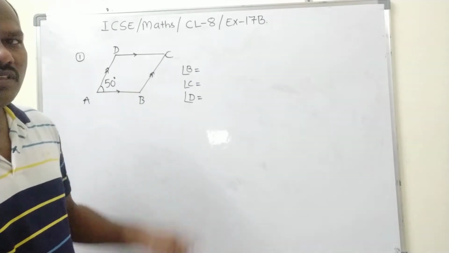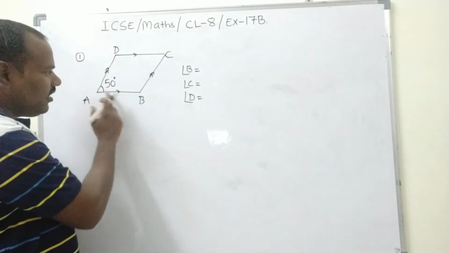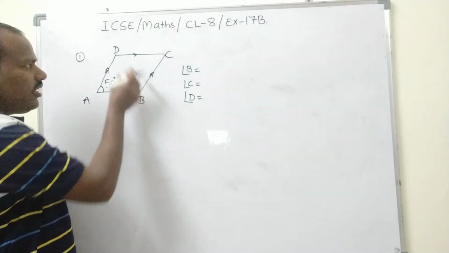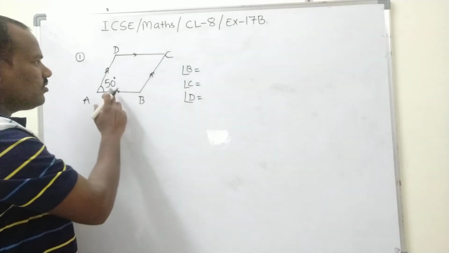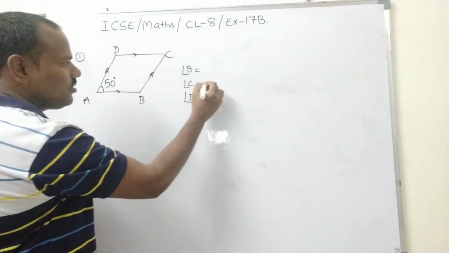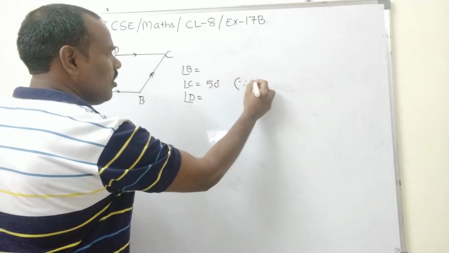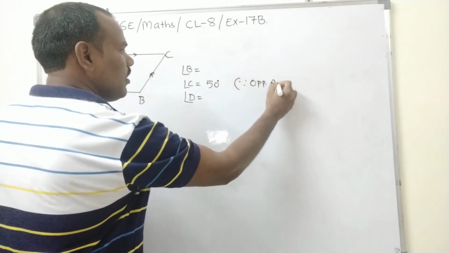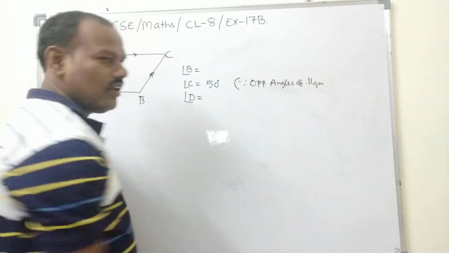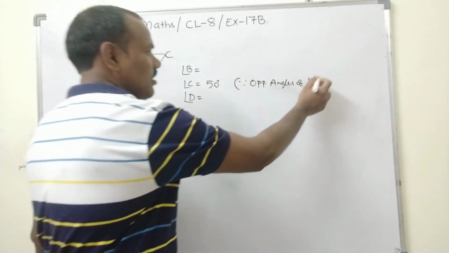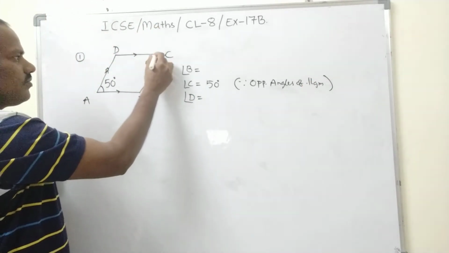We know very well opposite angles of a parallelogram are equal. Opposite angles. Angle A, adjacent angle is B, as well as D, which is far away from A, is called the opposite angle. So what is the opposite angle? Angle C. So directly you can write angle C equal to 50 degrees. Reason: opposite angles of a parallelogram. I am writing parallelogram as 'llgm', no issues at all. Okay, next. So therefore C became 50 degrees.